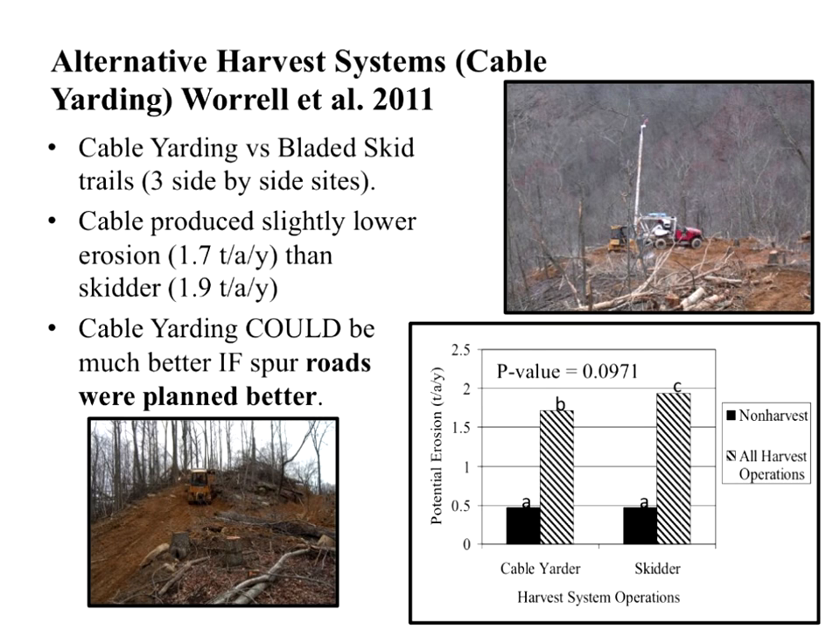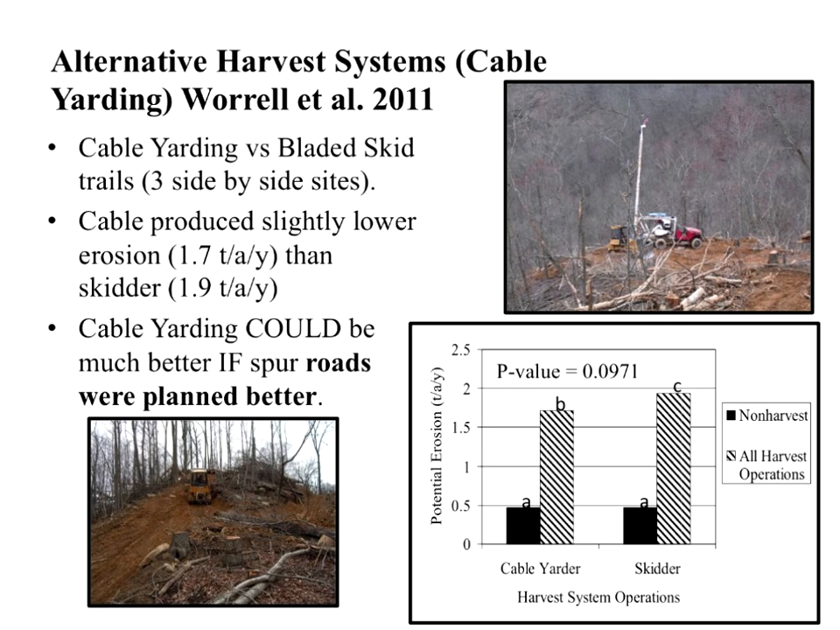So we could go in and look at erosion on those sites, estimate the erosion by different categories across the site. I won't go into all the details, but in this particular case, the cable did produce slightly lower erosion than the conventional skidding, the bladed skid trails. The cable produced about 1.7 tons per acre per year of sediment versus the skidder 1.9. Those are both pretty low.